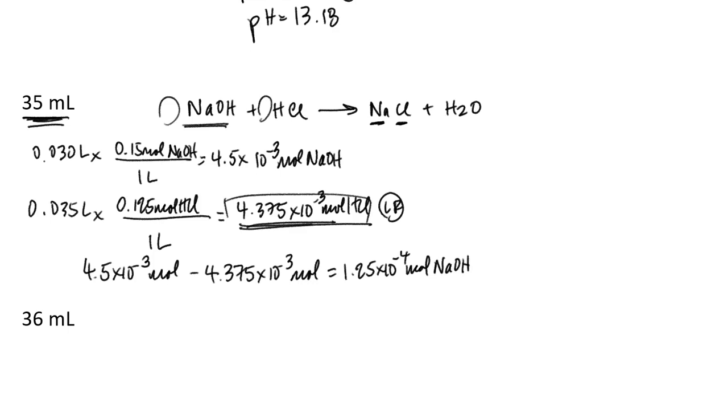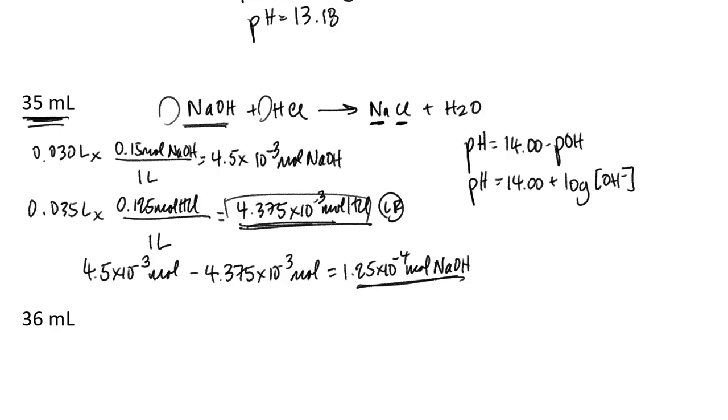Now, if I'm going to calculate the pH, since I'm still dealing with a concentration of hydroxide ion, I would still need to use this relationship, which can be rewritten using a little bit of algebra as this. But I'm not going to put the 1.25 times 10 to the negative fourth moles directly in here because, remember, this term in the equation should be a molar concentration. And so I need to divide this by the total volume of solution once I've added the 35 milliliters of the 0.125 molar hydrochloric acid.